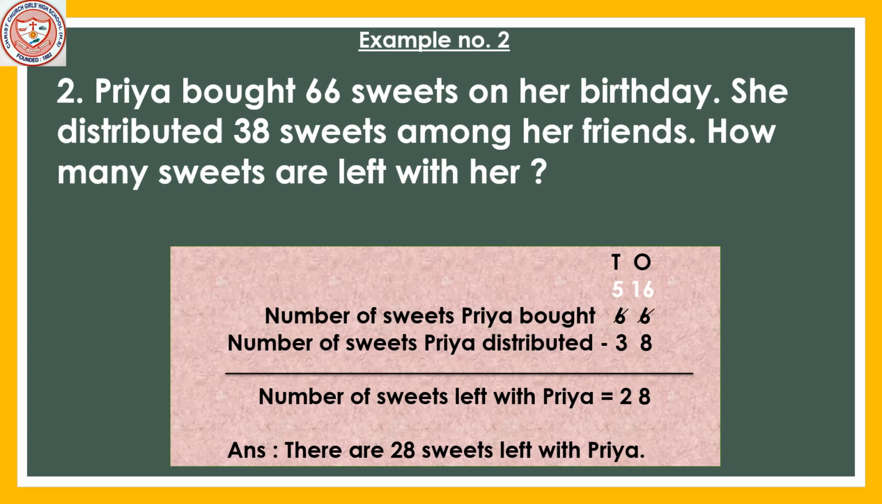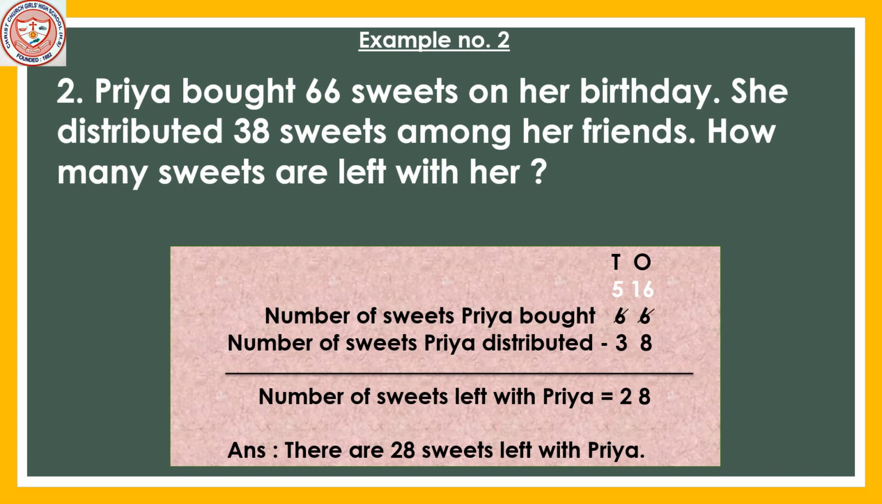How will we solve this? First, we write statement number 1, that is, the number of sweets Priya bought, 66. Remember, before writing the numbers always write T O and write the numbers according to their place value. It means 66: 6 will be in the tens place and 6 will be in the ones place.